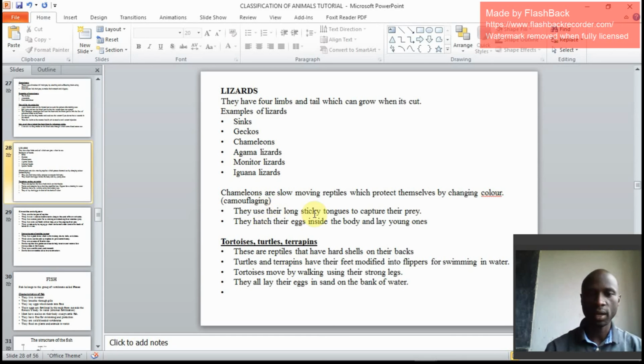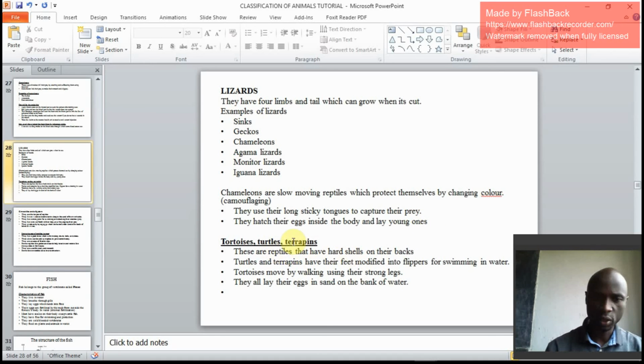They use their long sticky tongues to capture their prey. They may ask, what does a chameleon use to capture prey? They use sticky tongues. They hatch their eggs inside the body and lay young ones. Their eggs hatch inside, and after that they lay young ones.